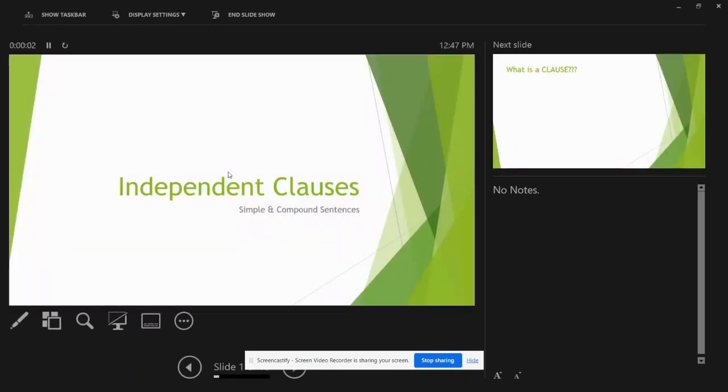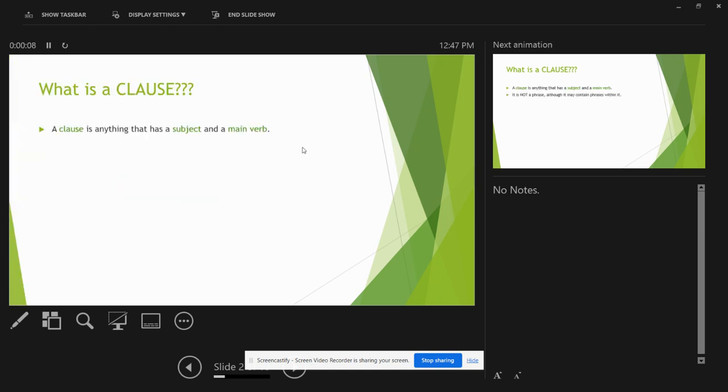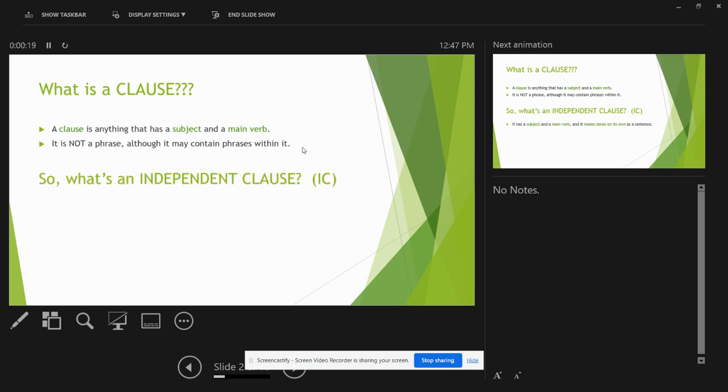Okay, so independent clauses. We're going to be focusing on what are called simple and compound sentences. First, what is a clause? A clause is anything that has a subject and a main verb. It's not a phrase, although it may contain phrases within it. So, what's an independent clause?